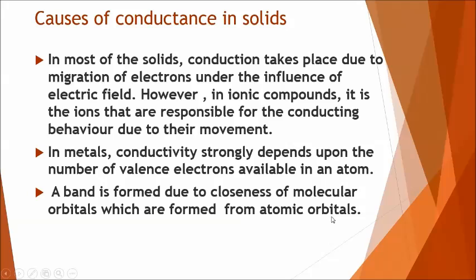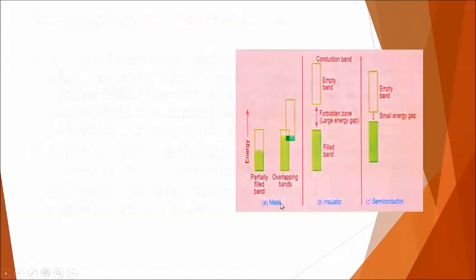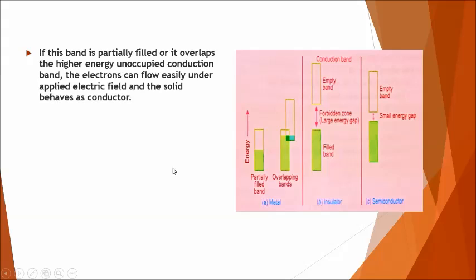We learned that when two atomic orbitals combine, we get two molecular orbitals: the bonding molecular orbital and the anti-bonding molecular orbital. Now let's talk about the conduction band and the valence band for the conductor, insulator and semiconductor. If this band is partially filled, that is the molecular orbitals we are talking about.